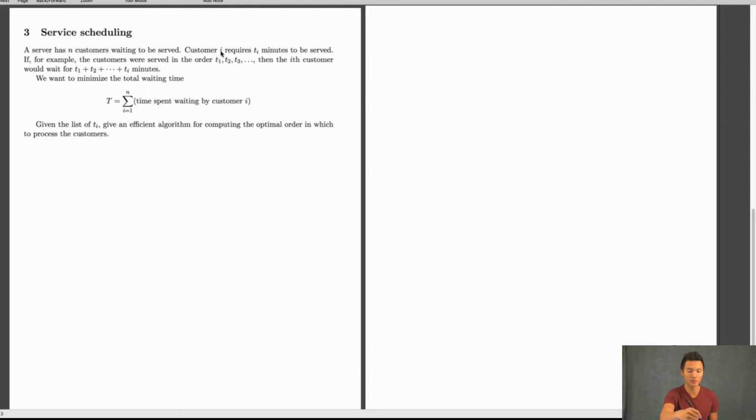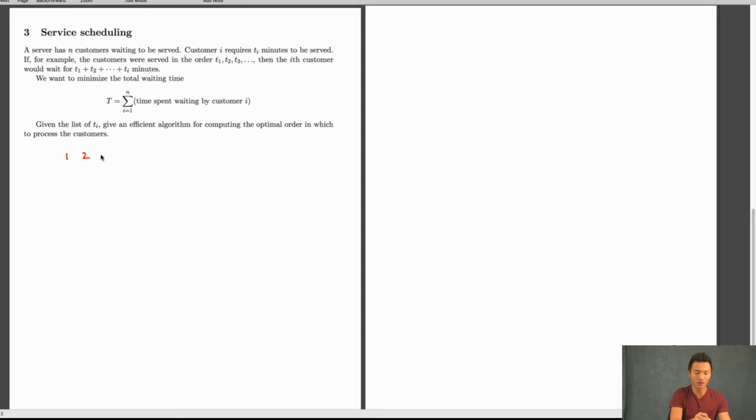Here we have n customers that are waiting in line, such that each customer is going to require a certain amount of time. And I want to minimize the total wait time, and the wait time for a customer is going to be the total amount of time it takes to serve all the customers before me in that ordering, right?